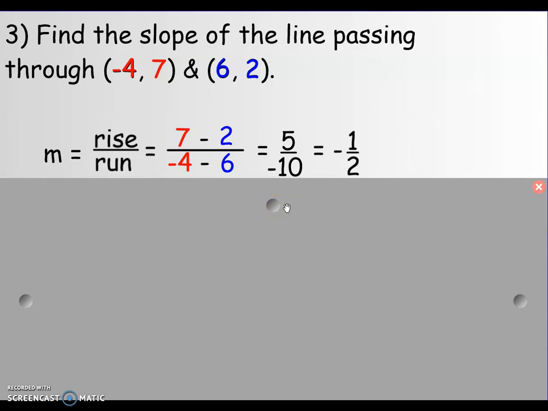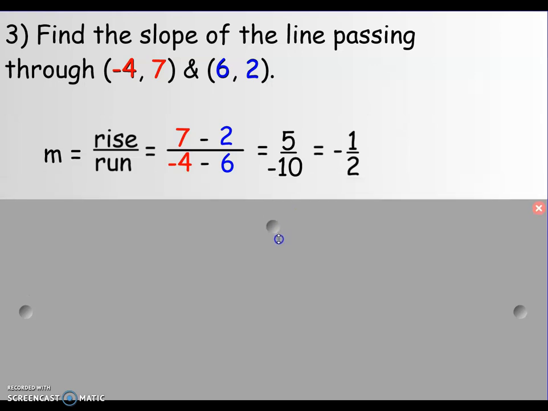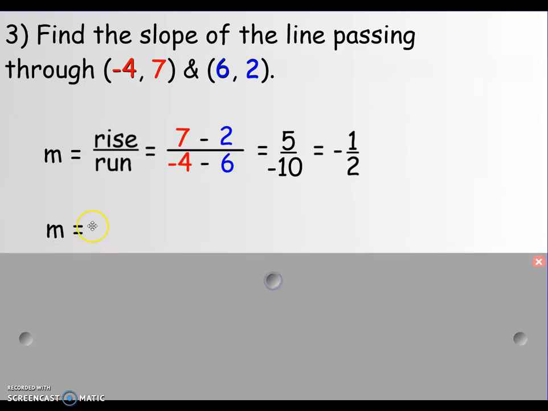Now, what if you want to argue? What if you chose the other y values to start with? So let's do that. Slope is the rise over the run. If we chose to start with the 2 first, then we'd have to do 2 minus 7. And in the bottom, to be consistent, we'd have to have 6 minus -4. Now, you remember from algebra, when we add the opposite here, that becomes a positive.